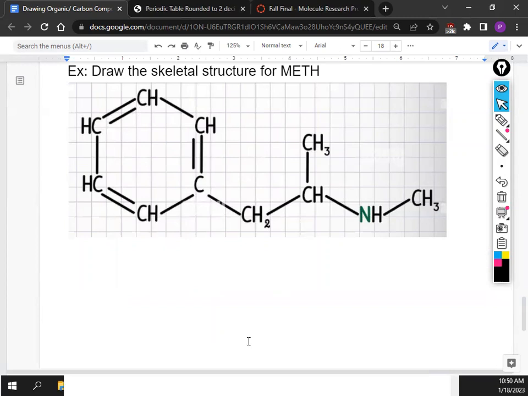So I'll give you guys about 3 minutes. See if you can draw the skeletal structure for meth. One thing I didn't tell you about is double bonds. Double bonds, you just draw 2 lines between the corners. Okay, so same thing, just count the carbons, see if you can draw the skeletal structure for meth right here, okay? So take about 3 minutes to do that, and then we'll go over it, and then we'll be all done. Okay, guys, so let's look at this structure right here.